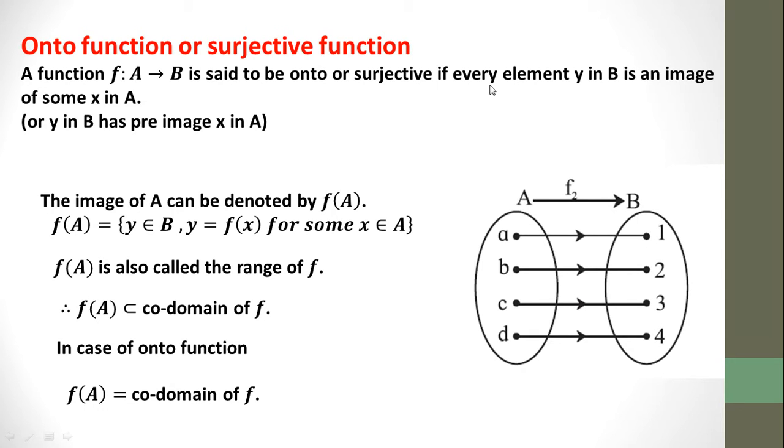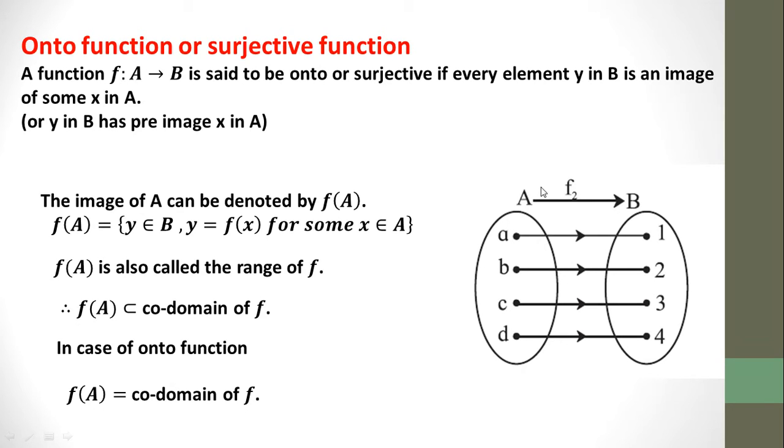So if you observe this definition, every element y in B, there are 4 elements, 1, 2, 3, 4, is an image of some x in A. See here, every element of B is an image of some element in A. 1 is the image of A, 2 is the image of B, 3 is the image of C, and 4 is the image of D. So all elements in B are images of some element in A. If you observe this type of function, then that function is called an onto function.